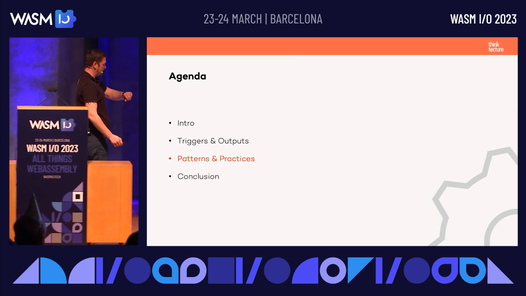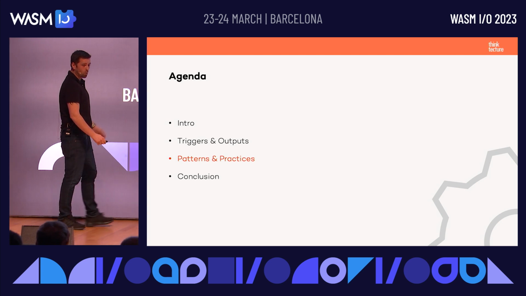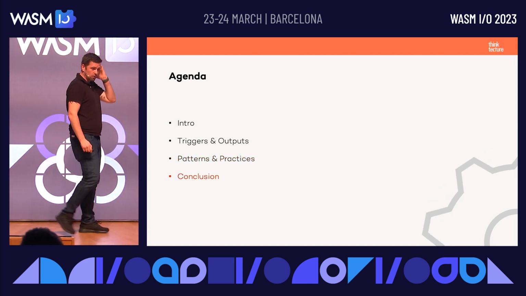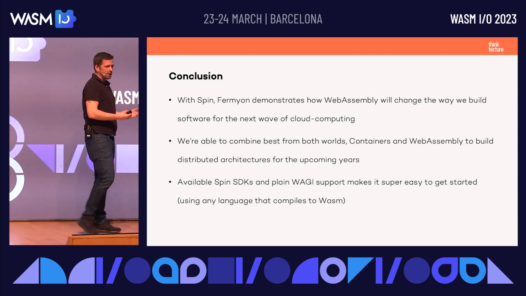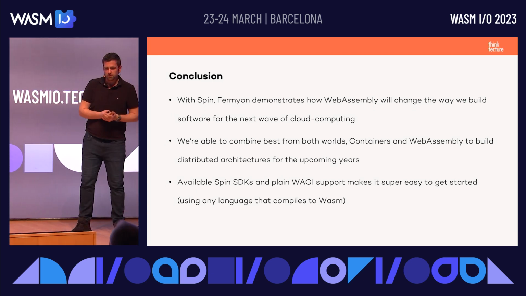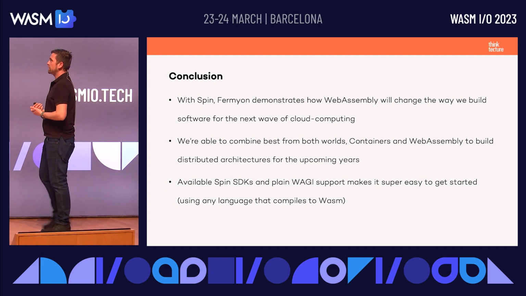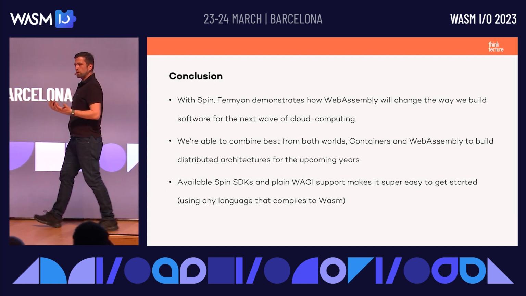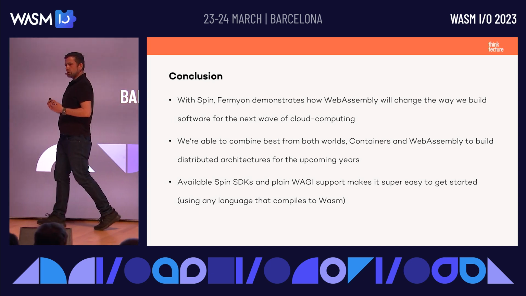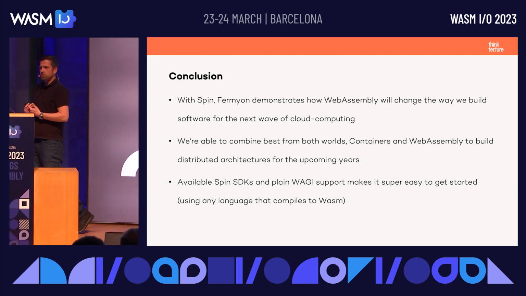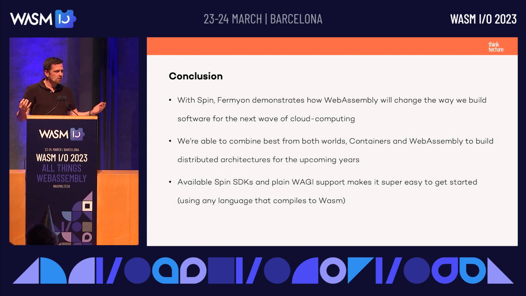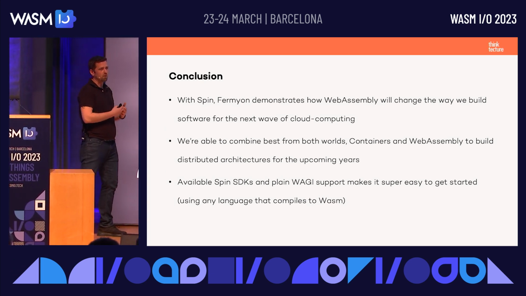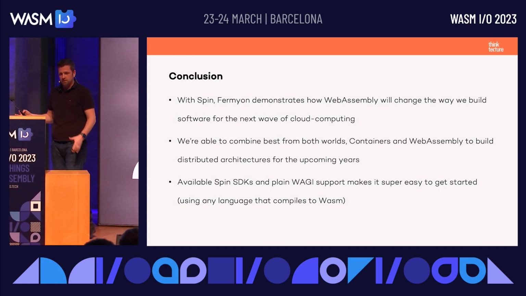OK, that being said, and paying respect to the watch, let's come to the conclusion, right? So with Spin, Fermyon demonstrates how WebAssembly will change the way we build software for the next wave of cloud computing. WebAssembly will dramatically change the way application developers build distributed applications that run in the cloud, no matter if the cloud is public or private.